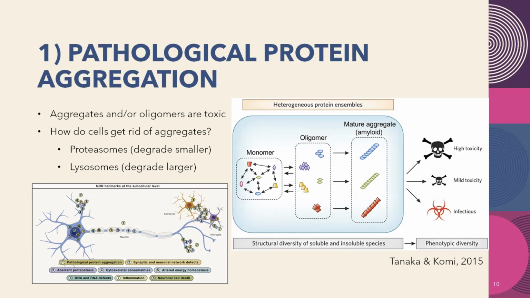And here is a little bit of how the cell tries to protect itself from this happening. You have proteasomes that are going to be degrading smaller aggregations, through processes of ubiquitin-mediated proteolysis that happen in the proteasomes. And you also have your lysosomes, which are known as like the trash can of the cell. These are going to be degrading the larger compounds.